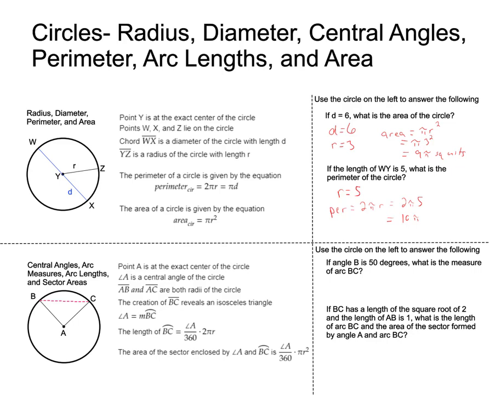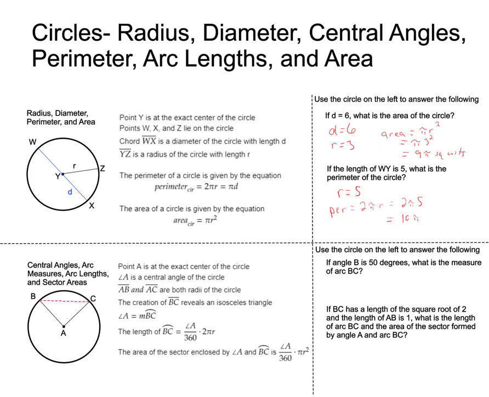Moving on to the bottom left section of these notes, we're now going to talk about central angles, arc measures, arc lengths, and sector areas. So again, we're going to assume that point A is at the exact center of the circle. This means that angle A is a central angle of the circle. Since segments AB and AC are both radii of the circle, that is going to form that central angle.